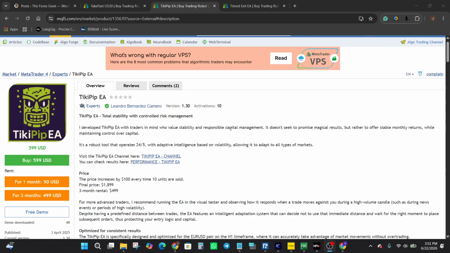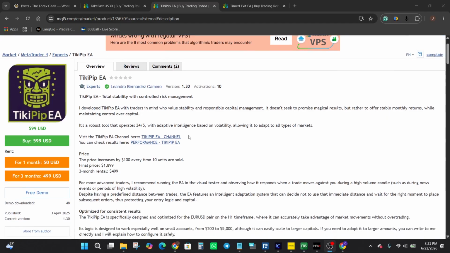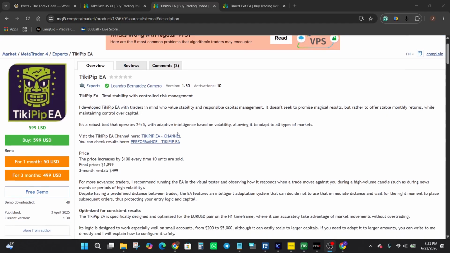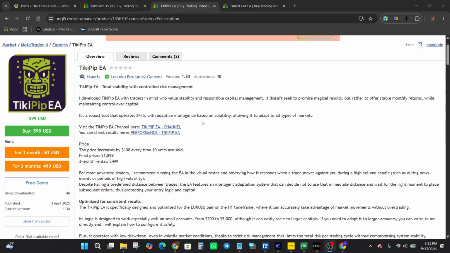In this review, I am taking a look at TikiPip EA, an expert advisor available for MetaTrader 4. We'll go through the MQL5 marketplace page, examine the main features and settings provided by the developer, review historical backtest results, and then discuss the overall historical performance and risk management approach of the system.